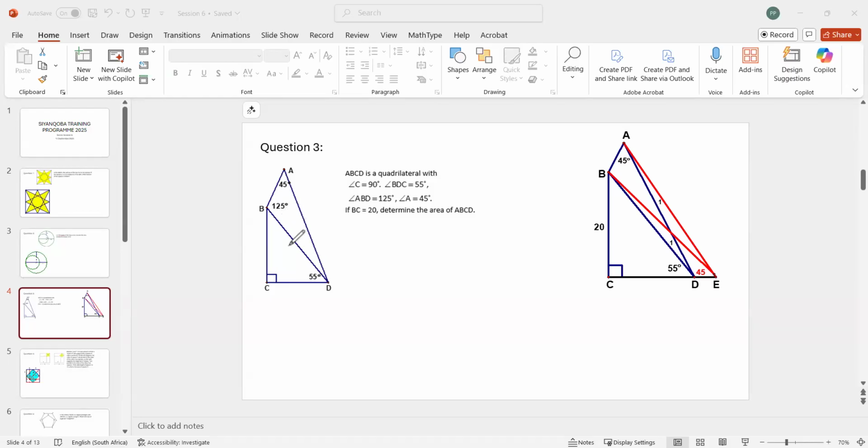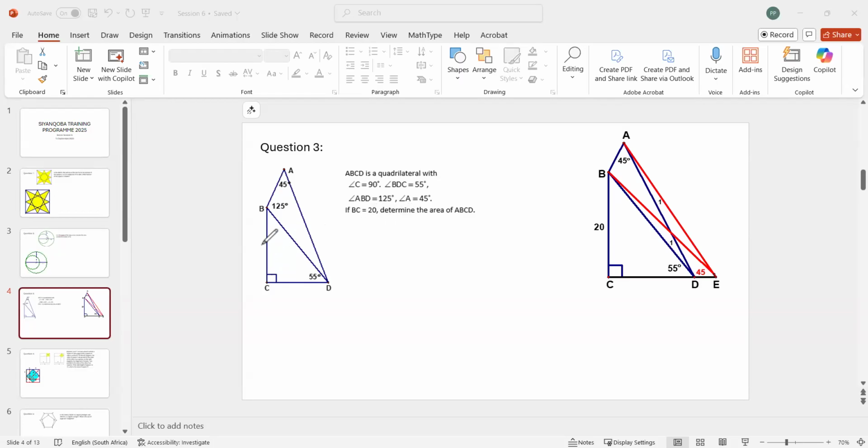One thing you can see is 125 plus 55. When you add, we get 180, which is really nice. So maybe somewhere along the line we should be using that. There is a way of using that information to actually solve this problem, but I prefer not to do it like that. Okay, now you've got BC is 20.